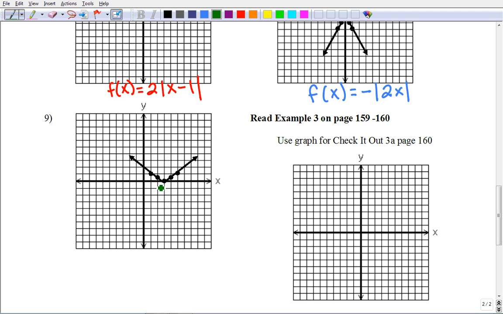Then we also moved to the right 3. So this is f of x equals, the y values were multiplied by 1/2, so we have a 1/2 in the front, absolute value of x, and then we went to the right 3, so that's minus 3.